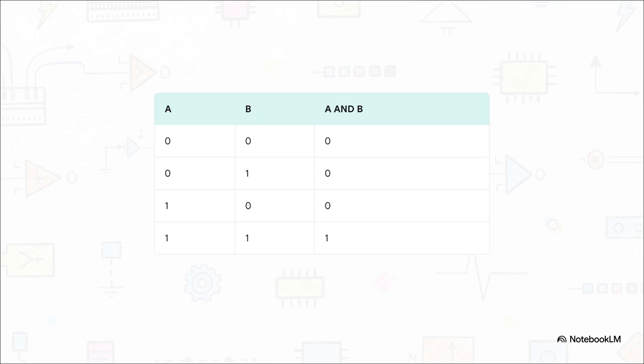Notice how an AND gate truth table outputs a 1 only when both input A and input B are 1s. It's exactly like a UPI payment. It only goes through if the PIN is correct and your balance is sufficient. Both conditions absolutely have to be true.